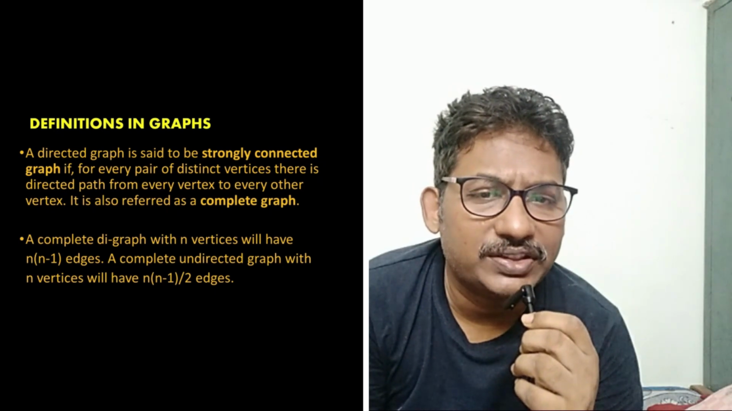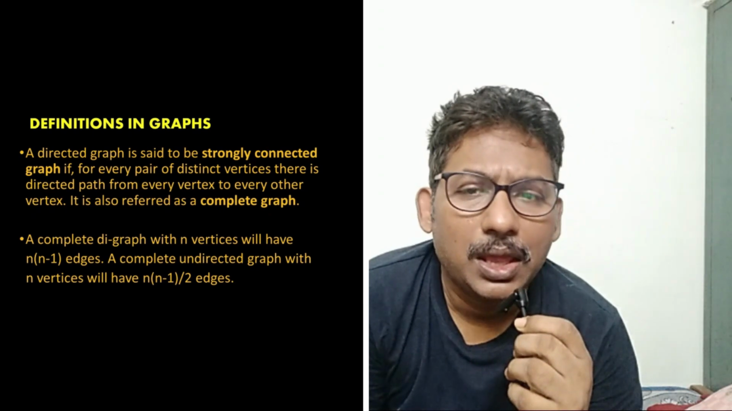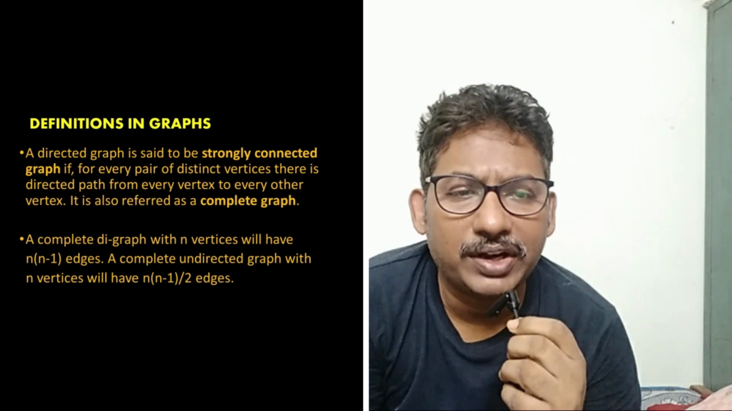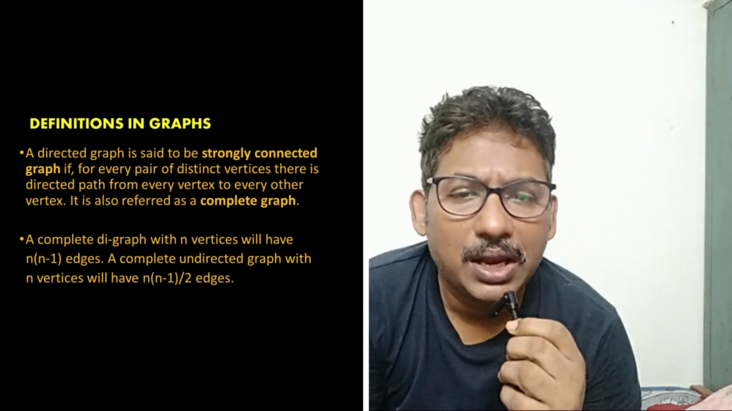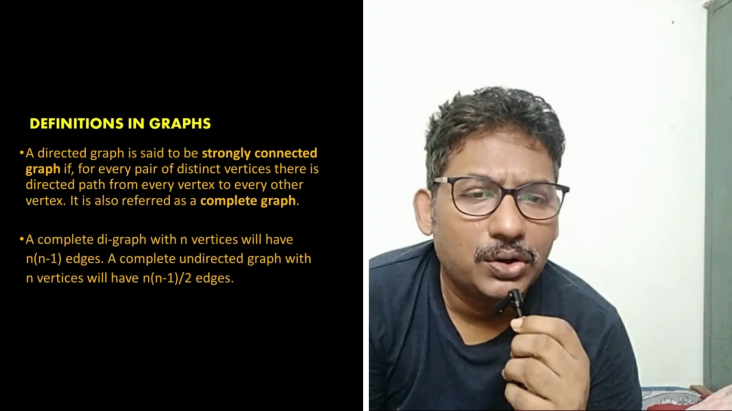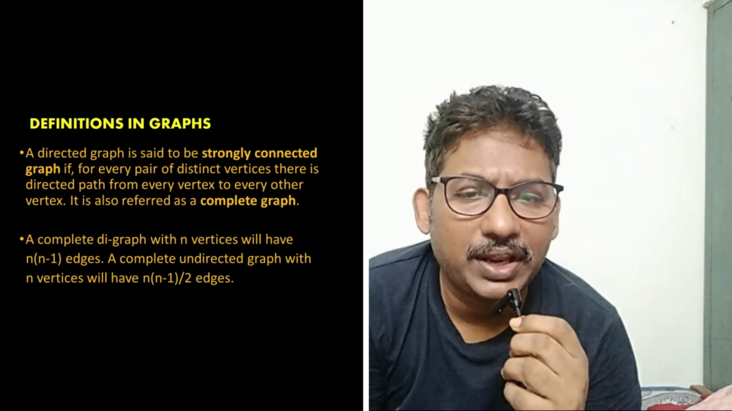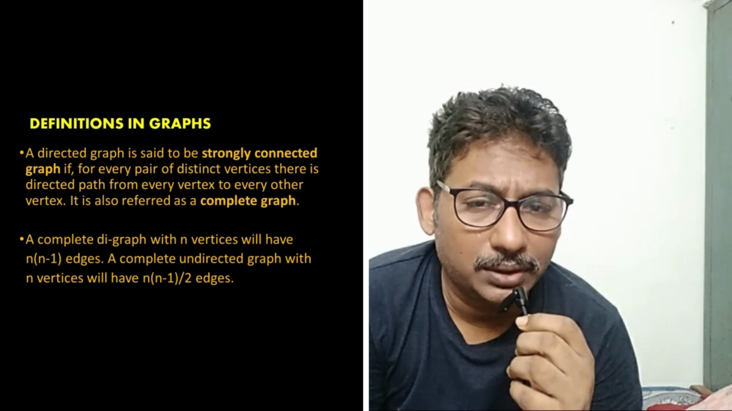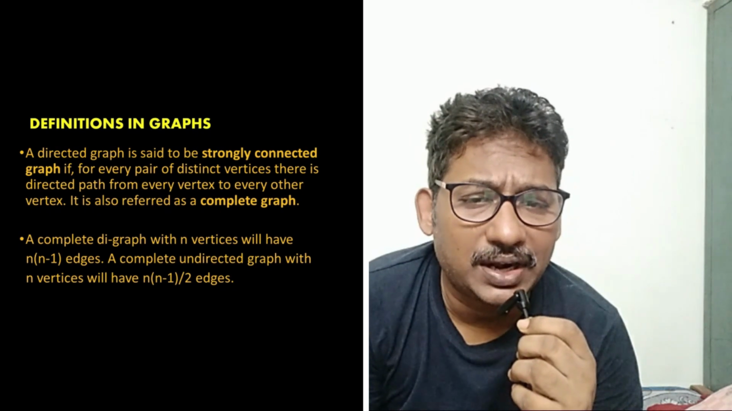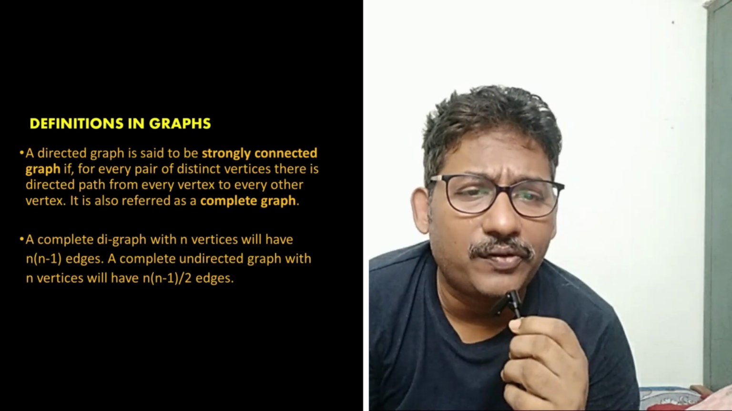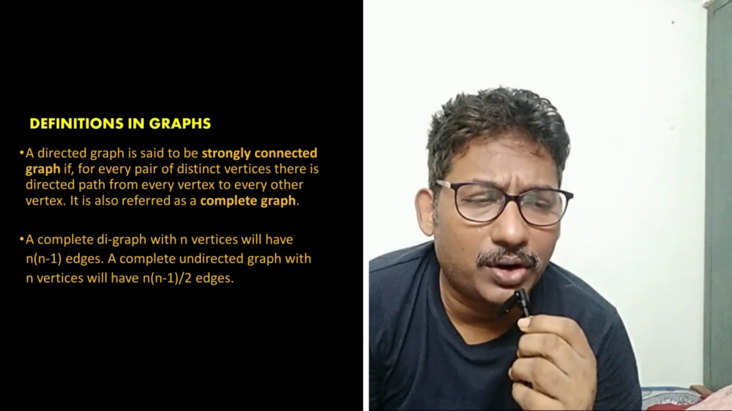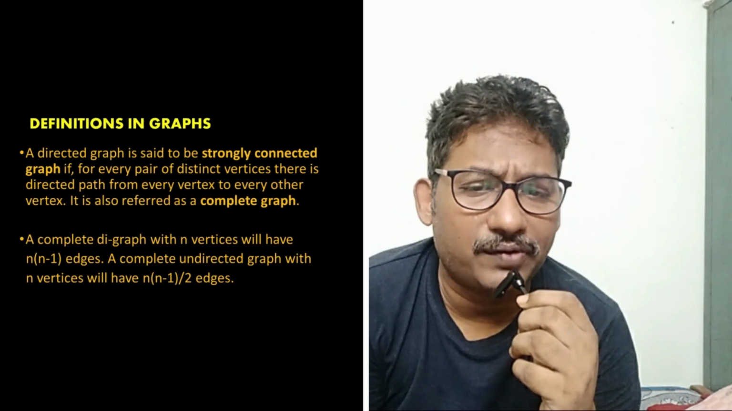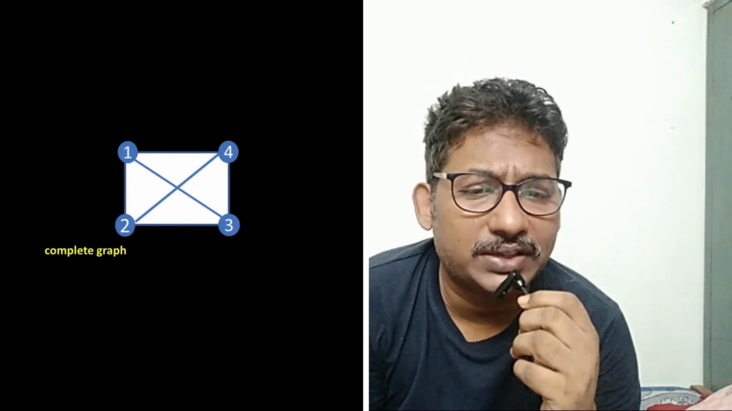A directed graph is said to be strongly connected if for every pair of distinct vertices there is a directed path from one vertex to another vertex. It is also referred to as a complete graph. For the digraph as well as the undirected graph, to measure it we have a formula known as n into n minus 1 edges for the digraph, that is the directed graph, and for the undirected graph n into n minus 1 by 2.